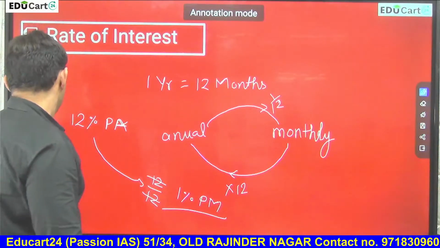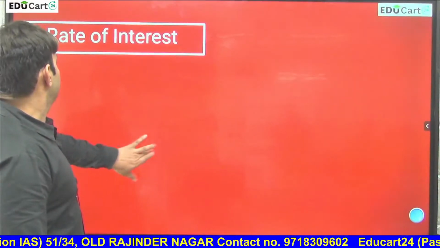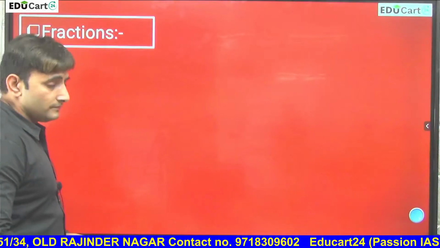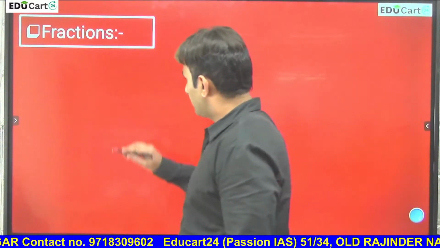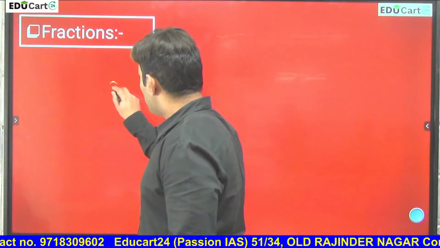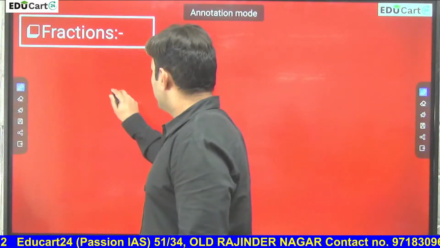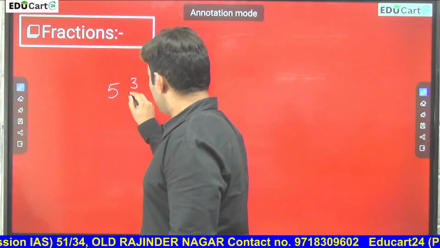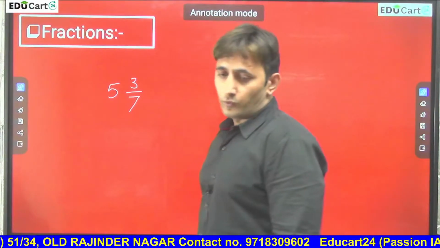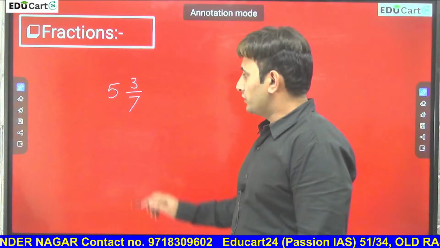Okay. Now some more basic things. How to deal with fractions? Let's see fractions. First of all, 5 3/7. What is this fraction? How can you write this fraction?